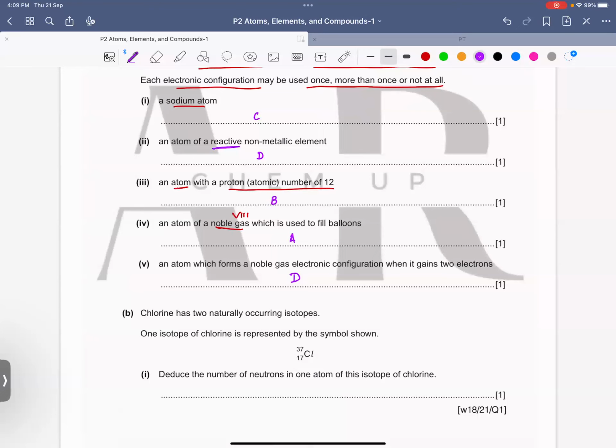What did you do? I just did minus 37. So subtract again, because your subtraction is wrong. The method is correct. We have to subtract these two to get the number of neutrons. So what will we get? We will get 20.